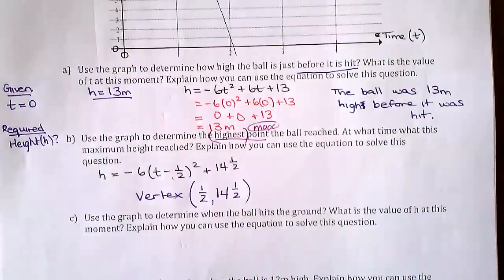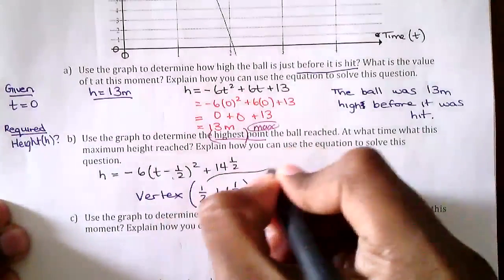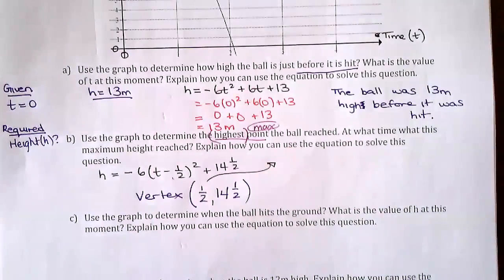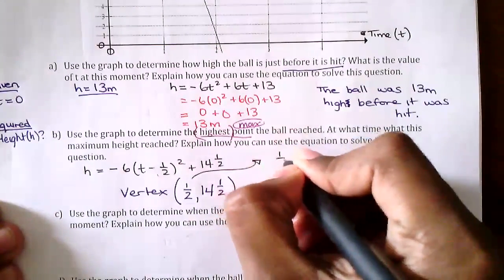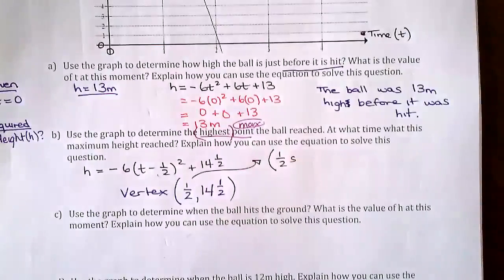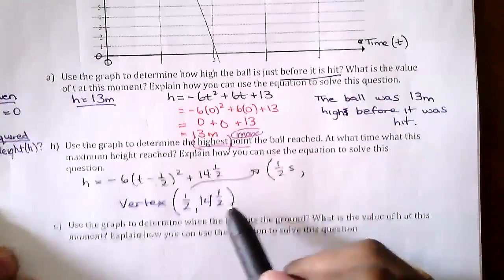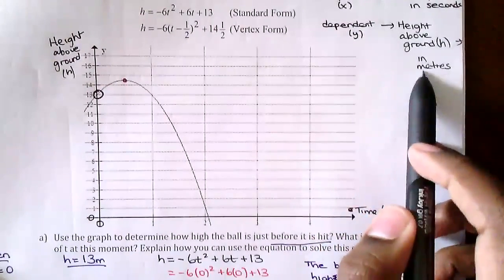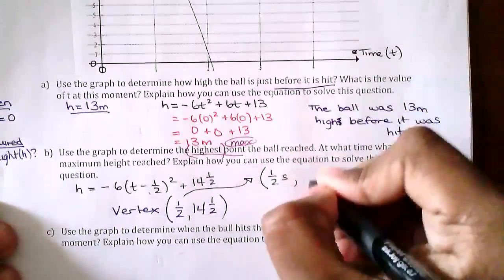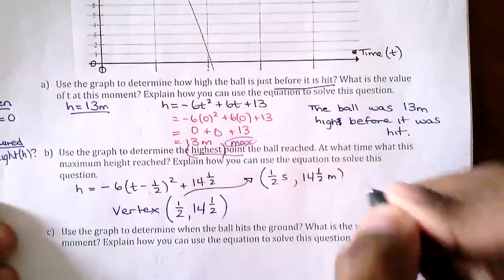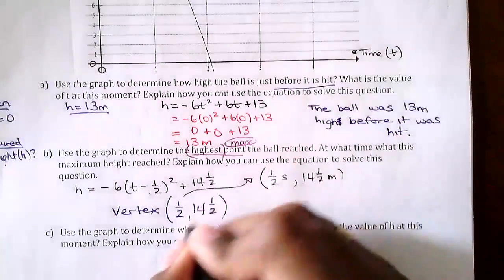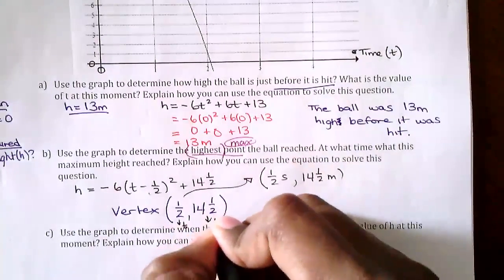Remember, though, this vertex now has a context behind it. If I take a look at the x variable, remember, we're no longer dealing with an x, we're dealing with time in seconds. So what that tells me is my vertex actually represents 1/2 seconds. And the y variable no longer represents a generic y, it represents the height above the ground in meters. So it's 14.5 meters. So again, we're putting the context. This half represents time, this represents height.